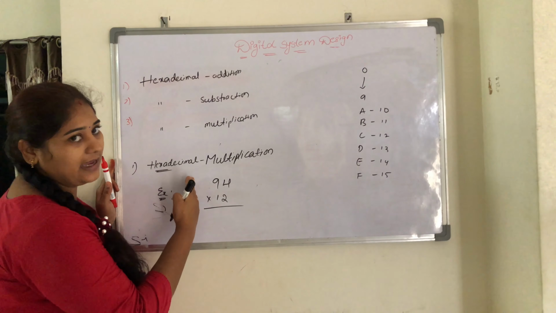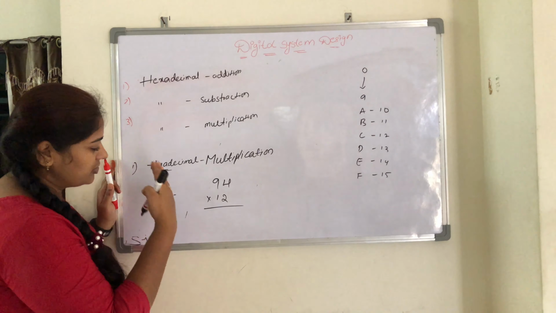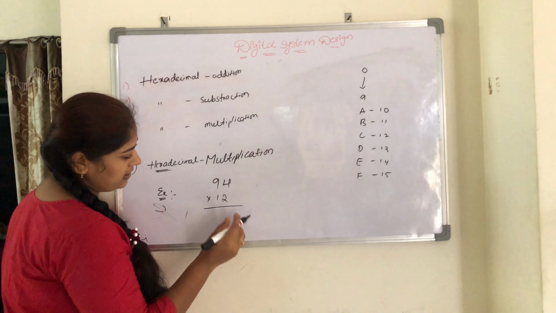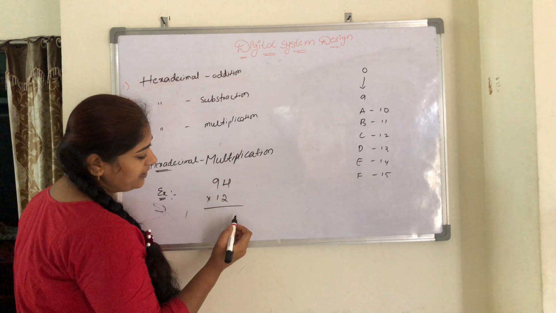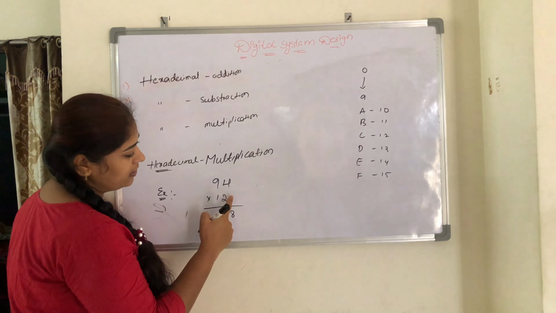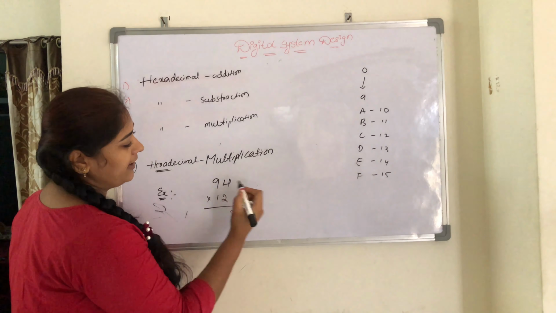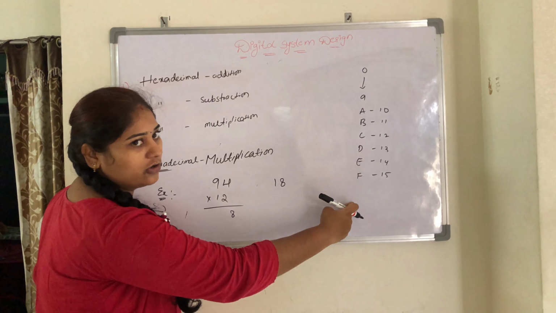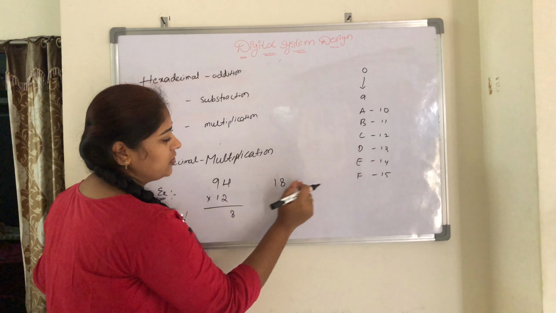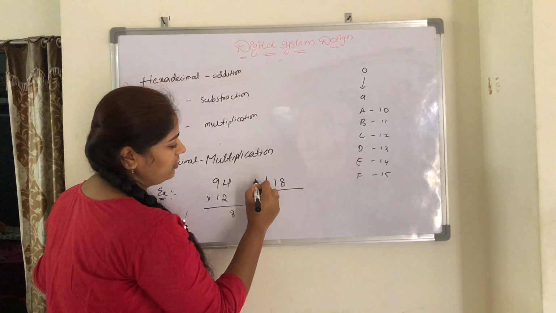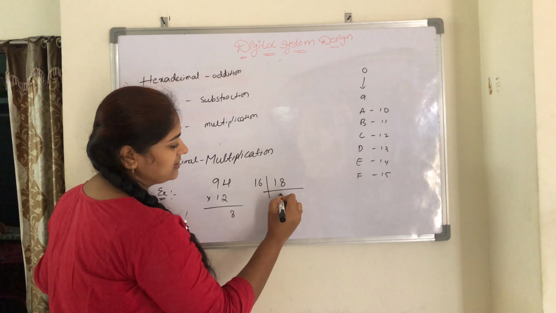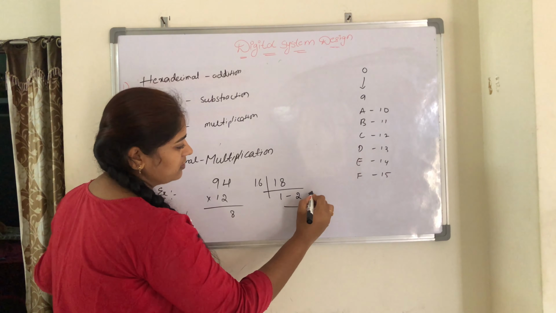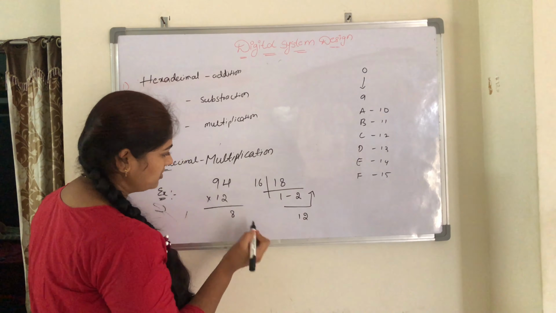Next one is hexadecimal multiplication. Take one example, 94 into 12. Now calculate. 2 4s are 8, 2 9s are 18. Is 18 in the hexadecimal range? No, it is up to 15. So divide 18 by 16. 16 1s are 16, remaining is 2. So 1 2 is the answer.